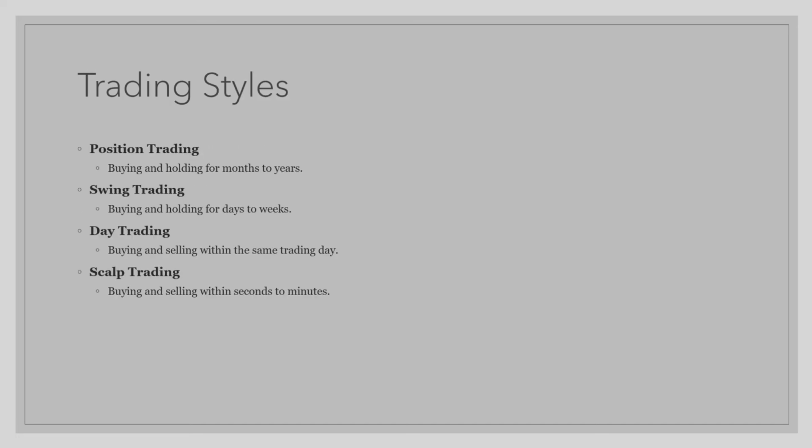A position trader buys and holds a position for months to years. A swing trader buys and holds positions for days to weeks. A day trader buys and sells a position within the same trading day. And finally, a scalp trader buys and sells a position within seconds to minutes.